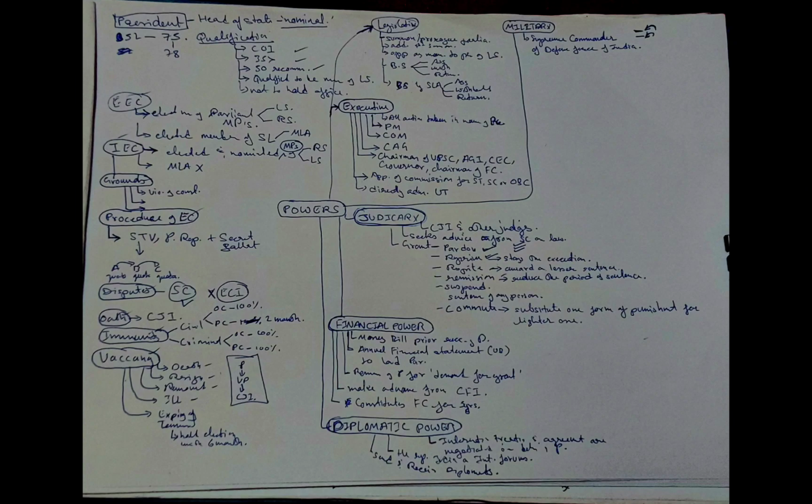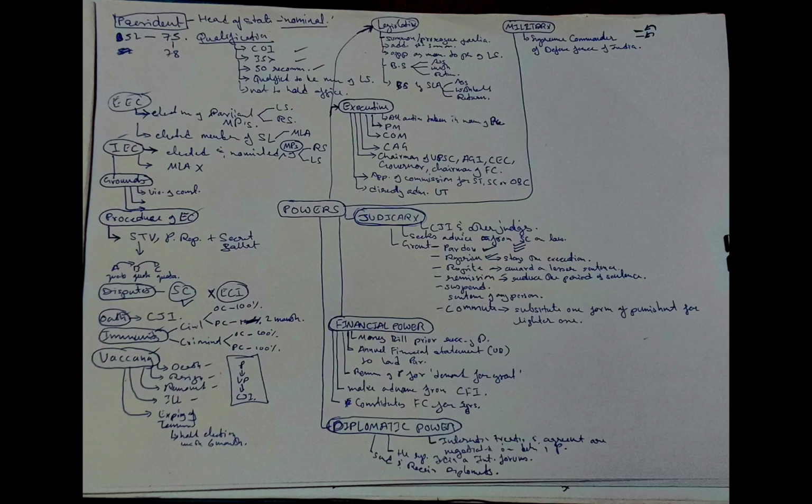Now let's talk about the qualifications to be the president. What are the qualifications for any person to qualify as president? One, he must be a citizen of India. Second, he has to be above 35 years of age. Third, 50 members have to recommend his name. Fourth, he has to be qualified as a member of the Lok Sabha. And fifth, he should not hold any office of profit, which means he should not be holding any profession or business. So these are the five qualifications that are a prerequisite for any person to qualify as president. Now, these are just the criteria.